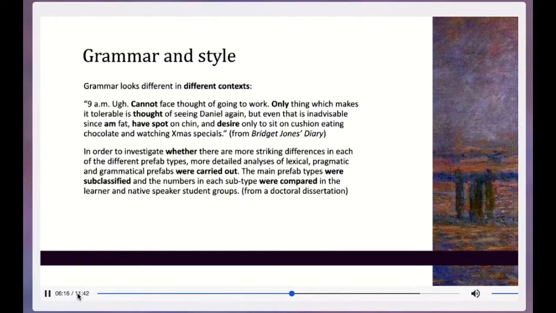Let us now look at another text, this time from a doctoral dissertation on linguistics, that is, a much more formal piece of writing. Here we can observe such features as passive constructions, "were carried out," "were subclassified," "were compared," used instead of active forms, "I carried out," "subclassified," "compared." We can also see the use of a formal grammatical word, the subjunctive "whether," used instead of the more informal "if."